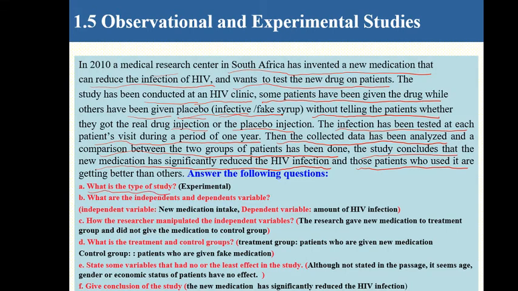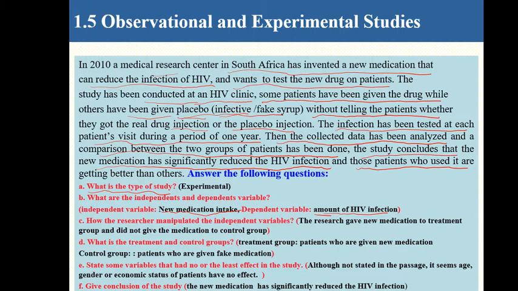So it's very obviously experimental, because we have a treatment group and a control group. We give a new drug to HIV patients. What are the independent and dependent variables? Okay, what is affected? The infection, HIV infection. So we can say the amount of HIV infection is affected by the new medication. So we can say the independent variable is the new medication.